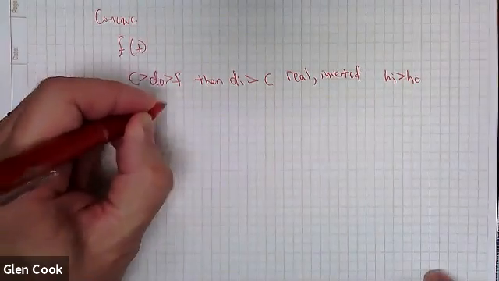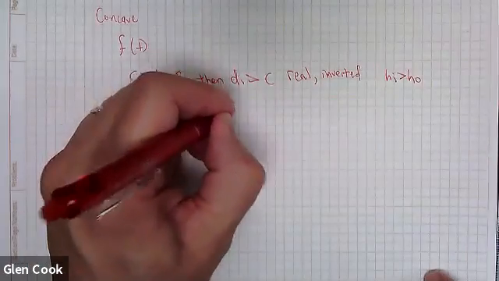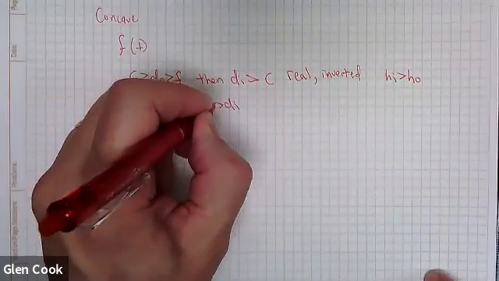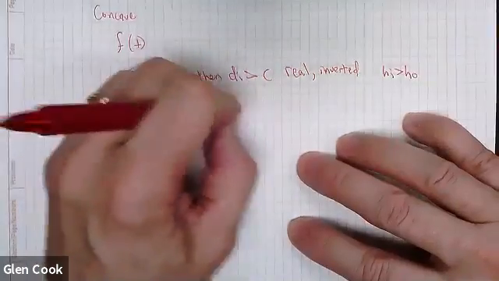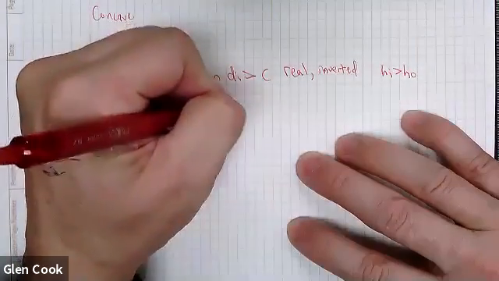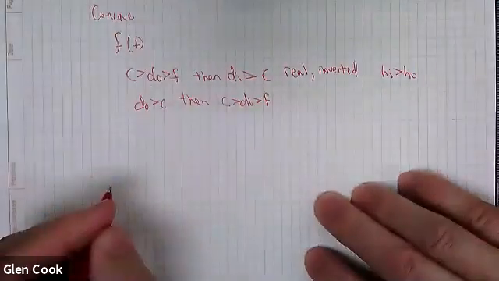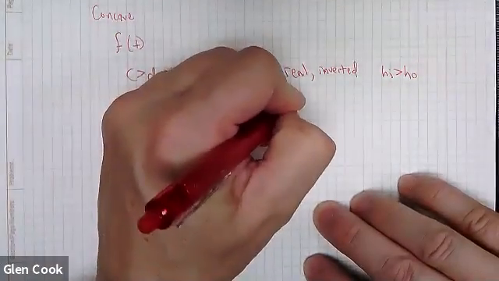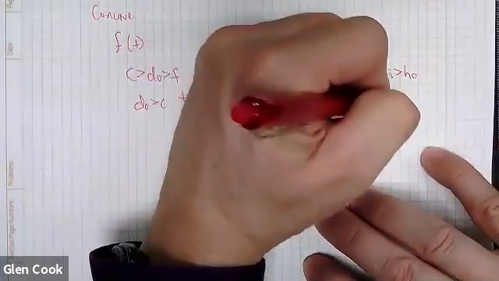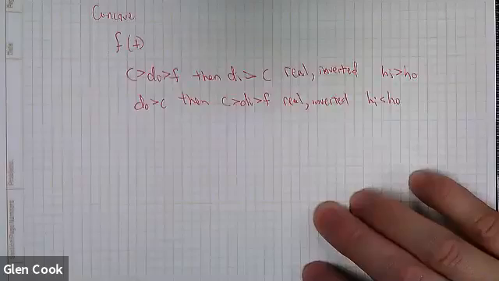If DO is greater than C, then DI will be less than C but greater than F. Let me move this over. Then if DO is greater than C, then C is greater than DI, which is greater than F. It will still be real. It will be inverted. And HI will be less than HO as a magnitude.